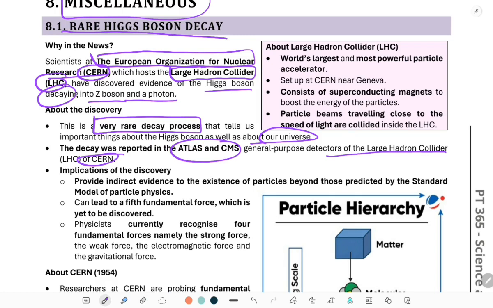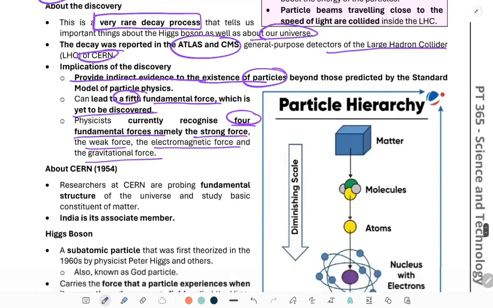We'll see about the discovery's implications. It provides indirect evidence for the existence of particles beyond those predicted by the standard model of particle physics, and it can lead to a fifth fundamental force, which is yet to be discovered. The currently recognized four fundamental forces are namely strong force, weak force, electromagnetic force and gravitational force.